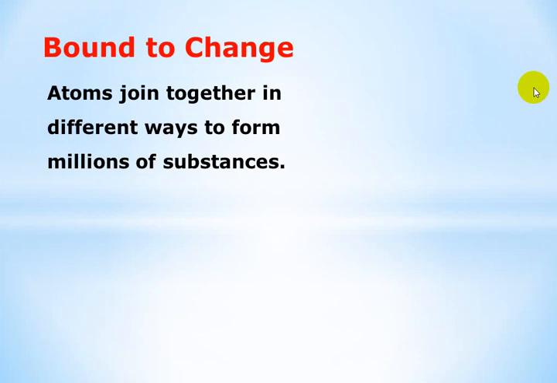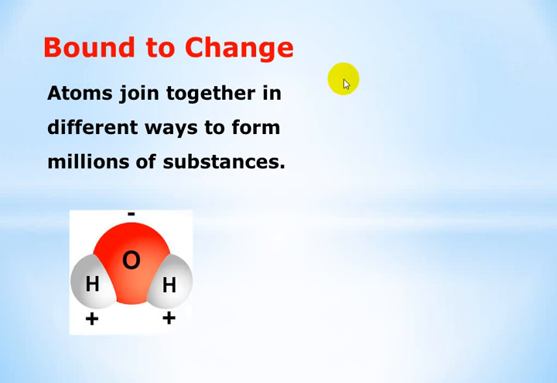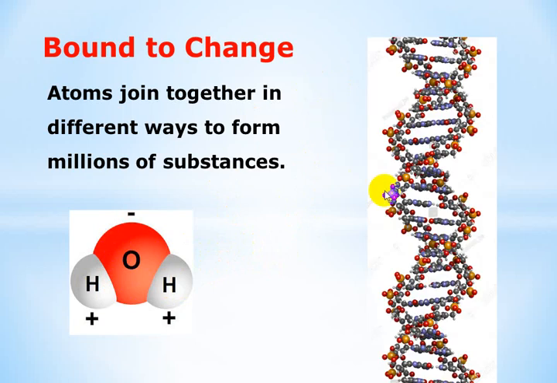We have a limited number of elements. How is the large number of substances formed? They are formed by joining atoms together, and the substances may contain a small number of atoms, such as a water molecule, which consists of 1 oxygen and 2 hydrogen atoms. Other substances consist of a large number of atoms, such as the DNA molecule. Here, as you can see, each sphere represents an atom, so it consists of a large number of atoms.